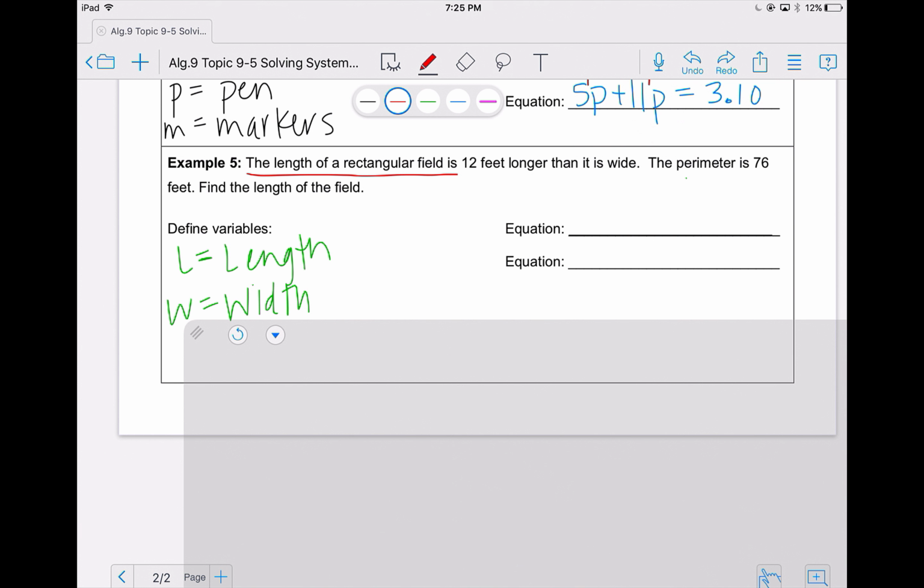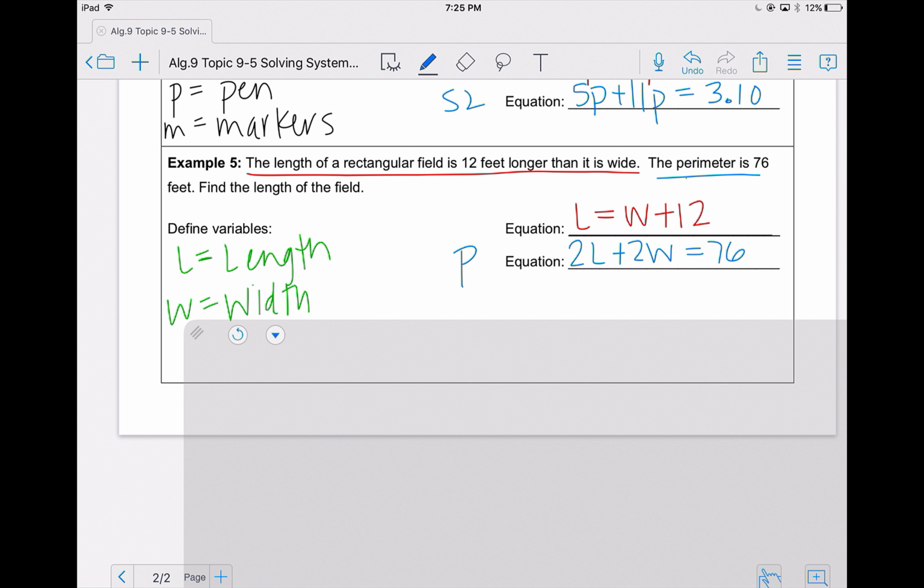My first sentence can be my first equation. The length is 12 feet longer than width. So my width plus 12. So longer than meaning more than. Perimeter is 76. We have a perimeter equation of 2L plus 2W equals 76. So I have information about the length and then information about the perimeter. So this is my perimeter equation, and this is a dimension piece. Every time that you have a perimeter problem, you will always have 2L plus 2W and then one other piece of information about one of the sides, whether it's the length or the width.